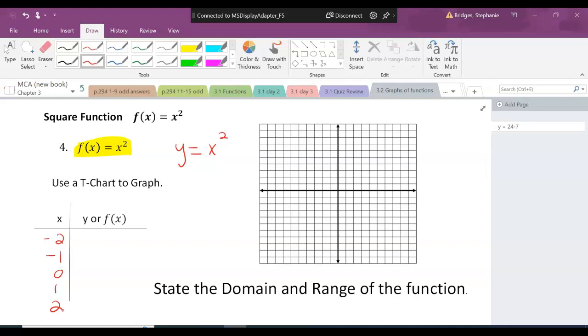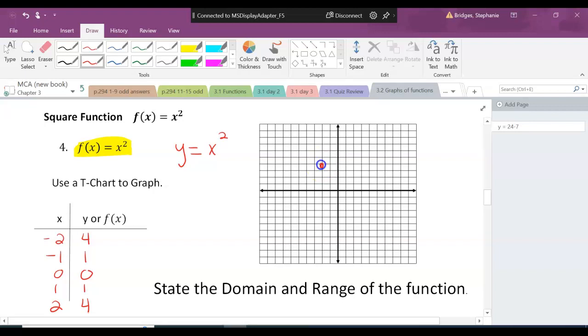What do I get if I square negative 2? 4. And if I square 1? 1. And 0 is 0, and 1 is 1, and 2 is 4. Do you notice how a couple of my y values are the same? That means it's going to match on either side, okay? You have what we call an axis of symmetry that goes down the middle.